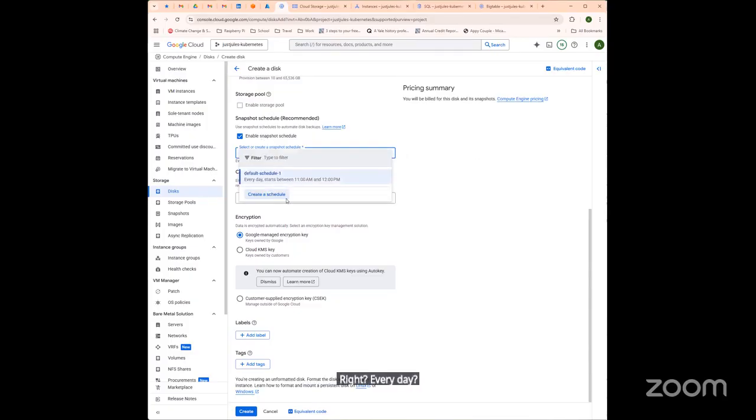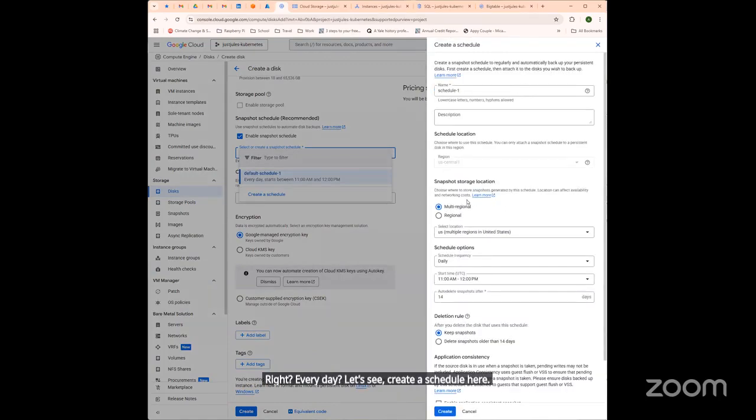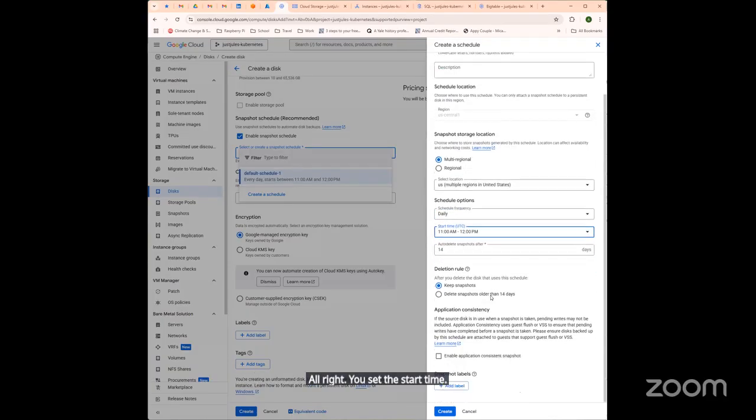Let's see, create a schedule here. This multi-regional, we can set this daily, hourly, weekly. All right. We can set the start time and auto delete functions. And you can have a deletion rule in place.